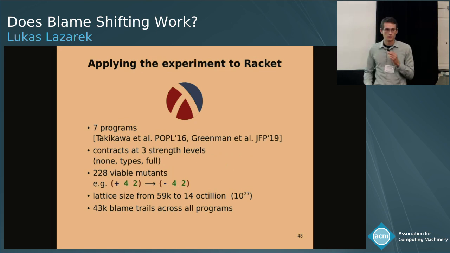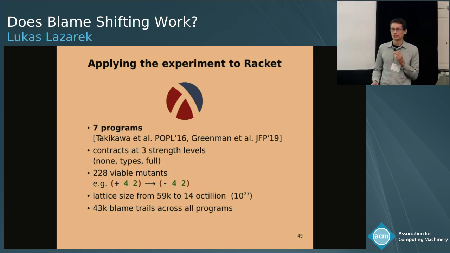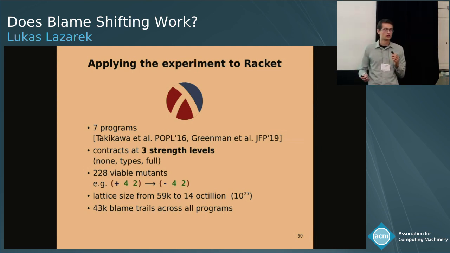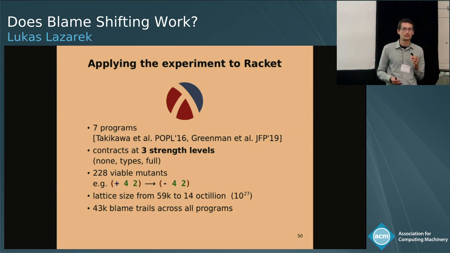So we applied this experiment to evaluate Racket's contract system, and we did it using 7 programs taken from previous work on evaluating the performance of gradual typing in typed Racket. And we did it using contracts at 3 distinct strength levels, where the weakest contracts were no contracts at all. The median level contracts were contracts that resembled simple type-like properties, like int to int. And then the maximum strength contracts were contracts as close to full functional correctness specifications as we could make them using Racket's contract combinator system.